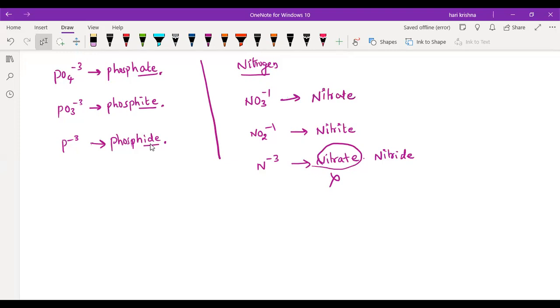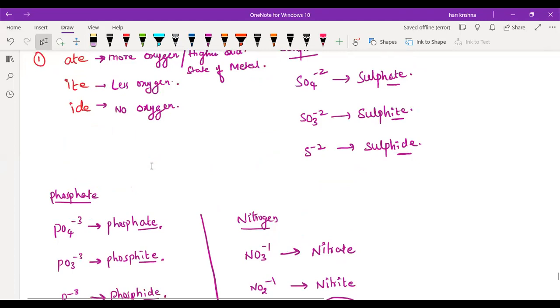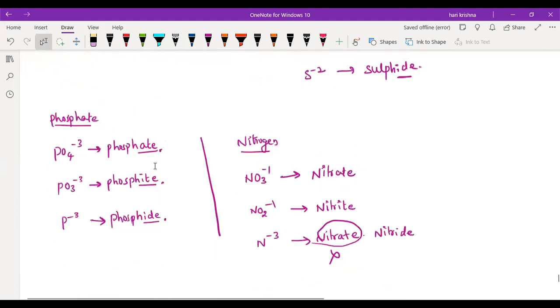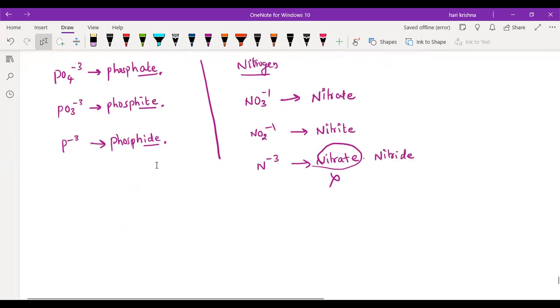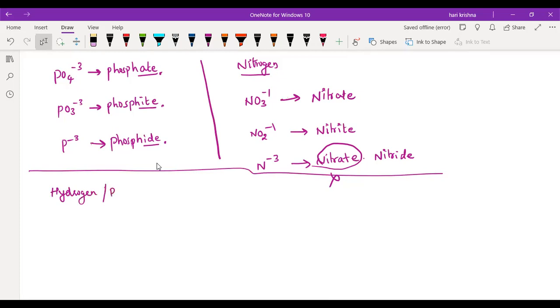Now you are thorough with this: where we have to use ate, where we have to use ite, where we have to use ide. Yes, sir. Any doubts? This is most commonly seen in these 3 cases: sulfur, phosphorus, and nitrogen. And one more thing will come. The most common is hydrogen.